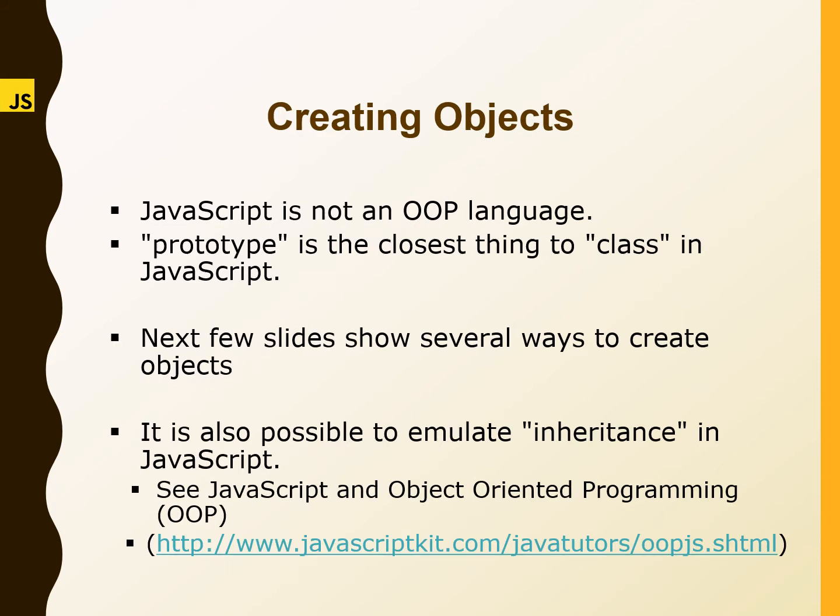Now we can see how we can create objects in JavaScript. JavaScript is not an object-oriented programming language, but it has some similarity with OOP concepts. Prototype is the closest thing to a class in JavaScript, and in the coming slides we are going to discuss how we can create objects in JavaScript without a class, and it is also possible to emulate inheritance in JavaScript. If you want to know much more about JavaScript and object-oriented programming, you can use the web resource javascriptkit.com to identify the relationship between JavaScript and object-oriented programming.